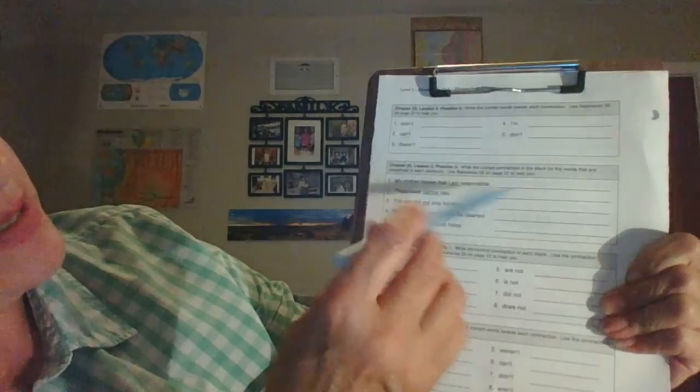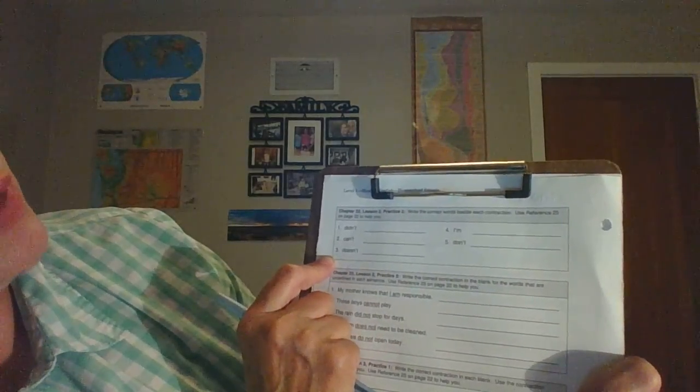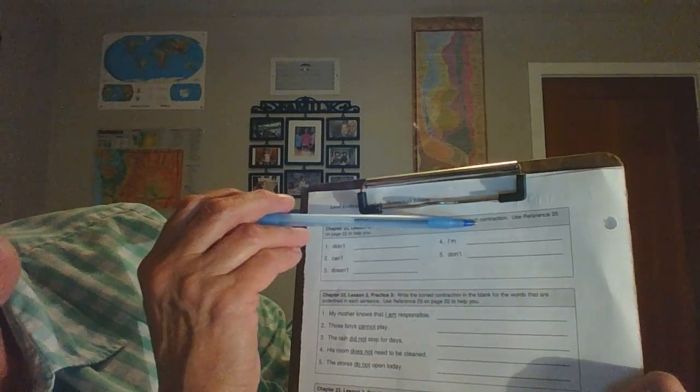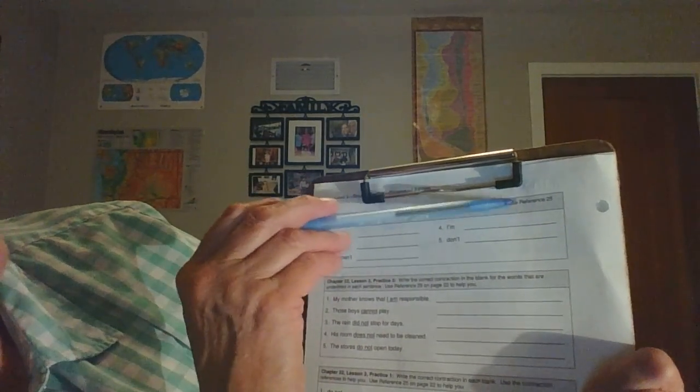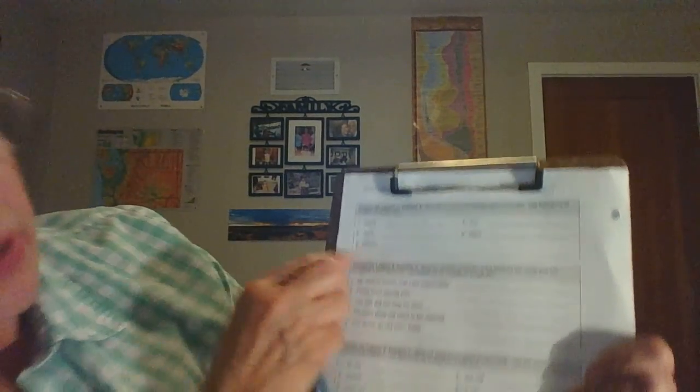All of this is optional, but this top part, I do want you to do. It's pretty much the same that we've been doing, but let's read the directions to be sure. Write the correct words beside each contraction. Use reference 25 on page 22 to help you. So, if you need to, that's perfectly fine. Our first word here, our contraction here, is didn't. I think I know what didn't becomes when it's split into 2 words, but I better check and see here.